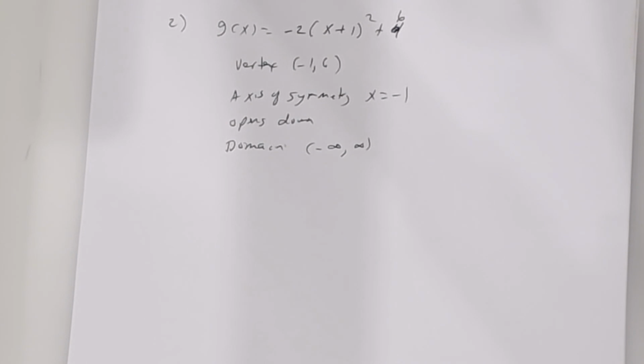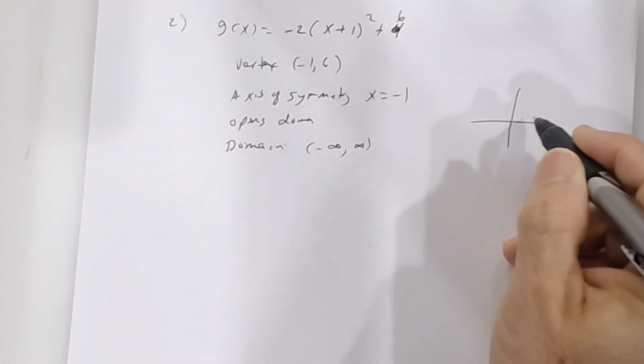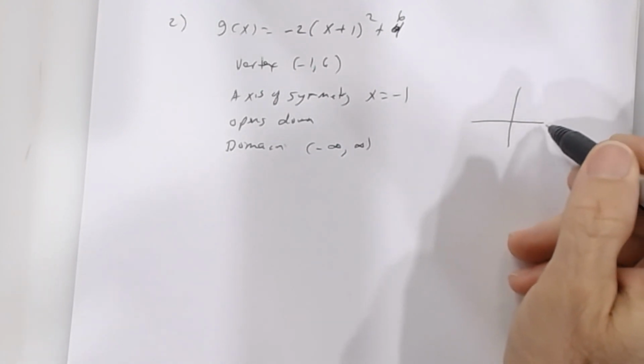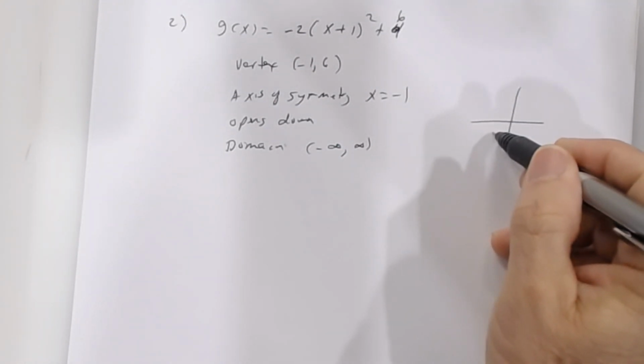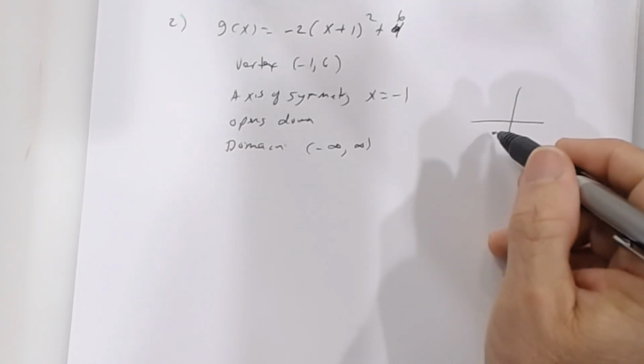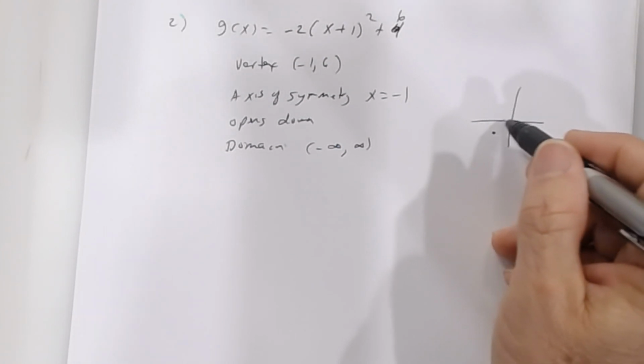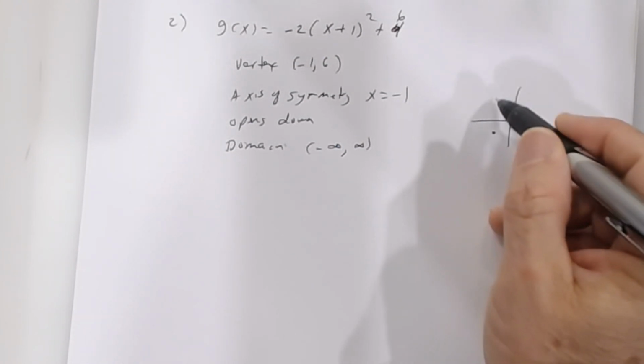So the vertex we found, what's the vertex? Negative 1, 6. Negative 1, 6 is in what quadrant? Third. We know that it opens. No, it's in the second. Oh, I'm sorry. Negative 1, 6 is in the second. Negative 1, 6 is here, right?